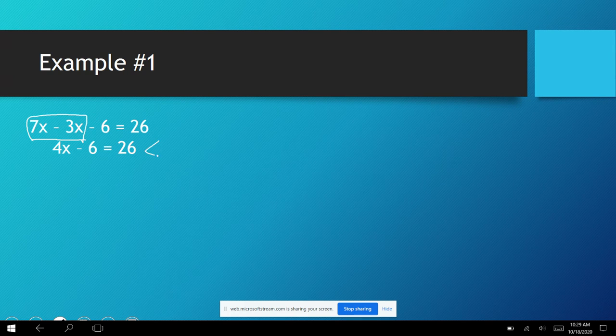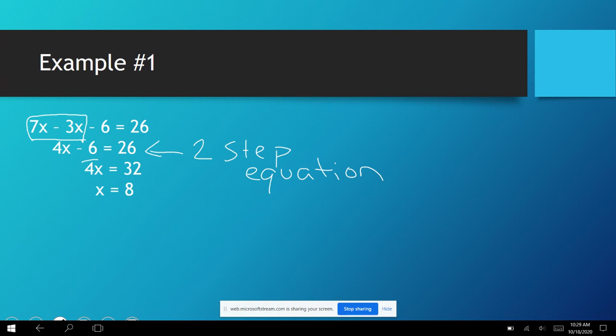Then what you'll notice in this step is we just have a two-step equation. So we're going to solve that two-step equation as we always would. Our goal is to isolate that x, so the first thing we need to do is address that subtracting 6. So we're going to add 6 to both sides, and then we undo multiplication with division to get x equals 8. So the first step in multi-step equations, if you can, is to combine like terms. That's our first example. Again, you can always go back and check your answer by plugging x back into the original equation.